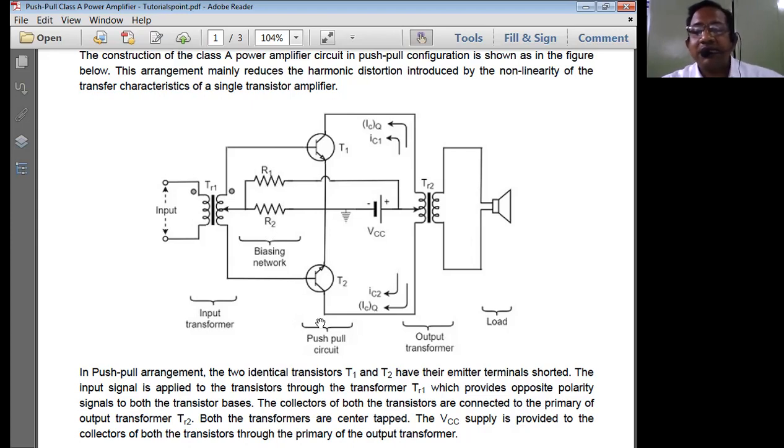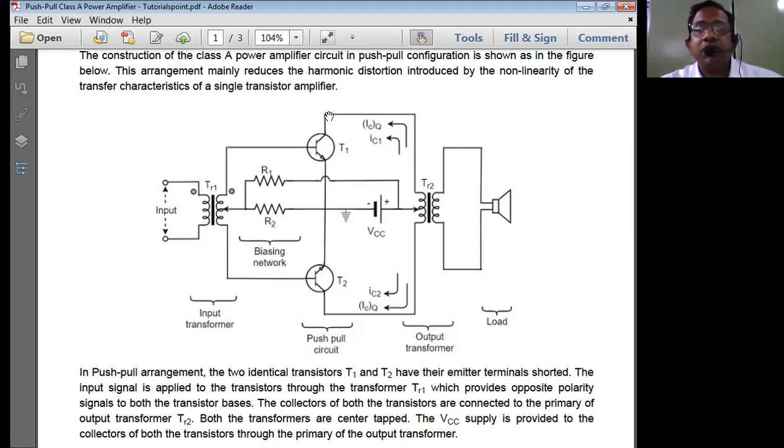Now, what happens in the case of class B push-pull power amplifier? For the positive half cycle, the T1 transistor will be in the on condition. For the negative half cycle, the T2 transistor will be in the on condition. Because of the center tapping connection at the input transformer, we are going to have inverted signals at the input of the two transistors.